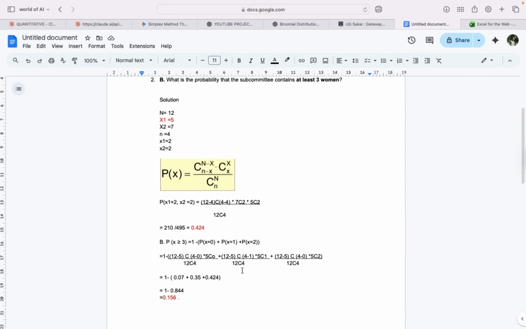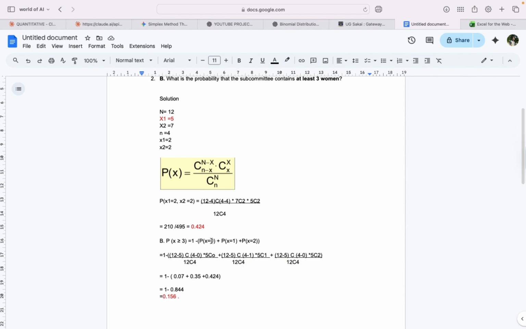So what we are going to do is say 1 minus the probability that none of them are women, only 1 is a woman, or 2 are women. Then we sum them and subtract from 1. And this will yield the same information as if you had to find from 3 and upwards. So we say 1 minus, and we fix them into the formula. This is N minus x combination n minus x. So we have the number was 12, then minus 5.